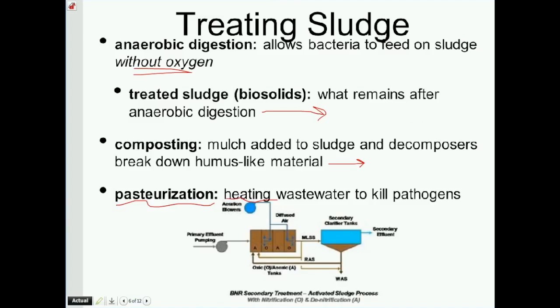Now, when they finish, at least at the wastewater treatment plant I went to, the water that they pour out of the treatment plant is actually better or cleaner than the water that they pulled out of the Coney River.